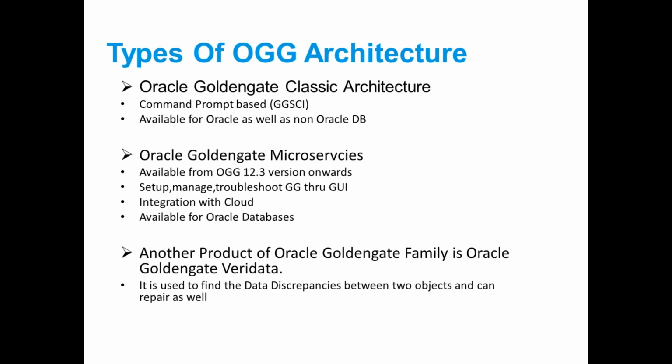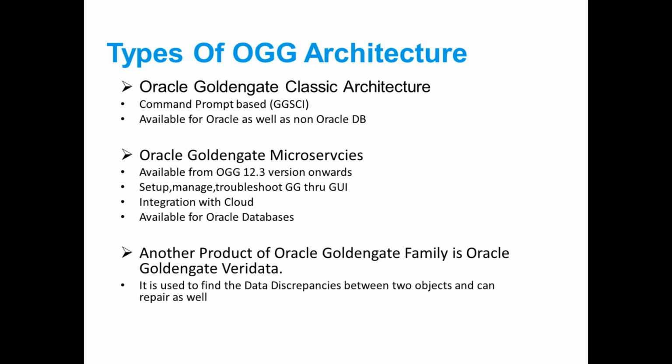Okay. So let us discuss the different architectures of Oracle Golden Gate. At the start of the session, I mentioned that this session is on classic architecture. This training batch we are doing for classic architecture. Now, what is classic architecture? As I told, there are two types of Oracle Golden Gate architecture. One is classic architecture and the second is microservices architecture.